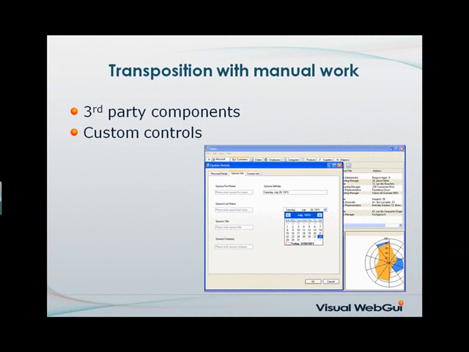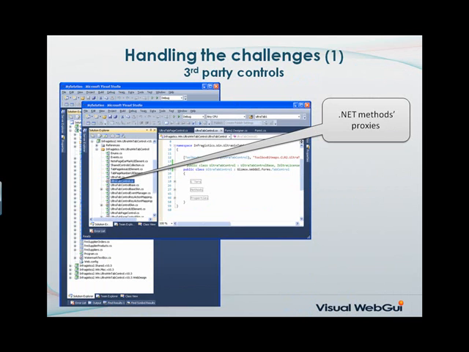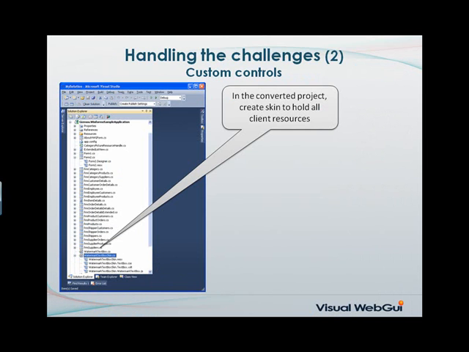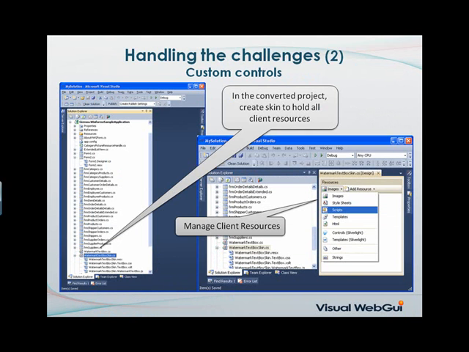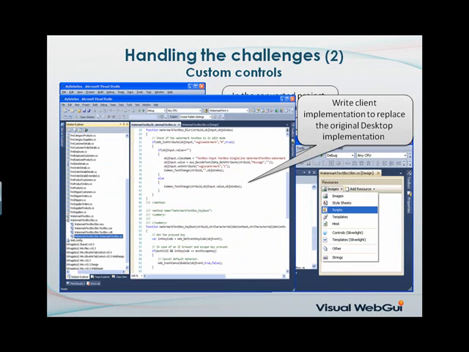Our challenges: mapping third-party controls to Visual Web GUI types, adjusting desktop custom controls to web environment. In our new created solution, we simply have to map the third-party types to the Visual Web GUI types instead. For our custom control, we'll add a skin to hold all the client resources. And we will replace the previous client behavior with an implementation that is more suitable for web. And now we can deploy.